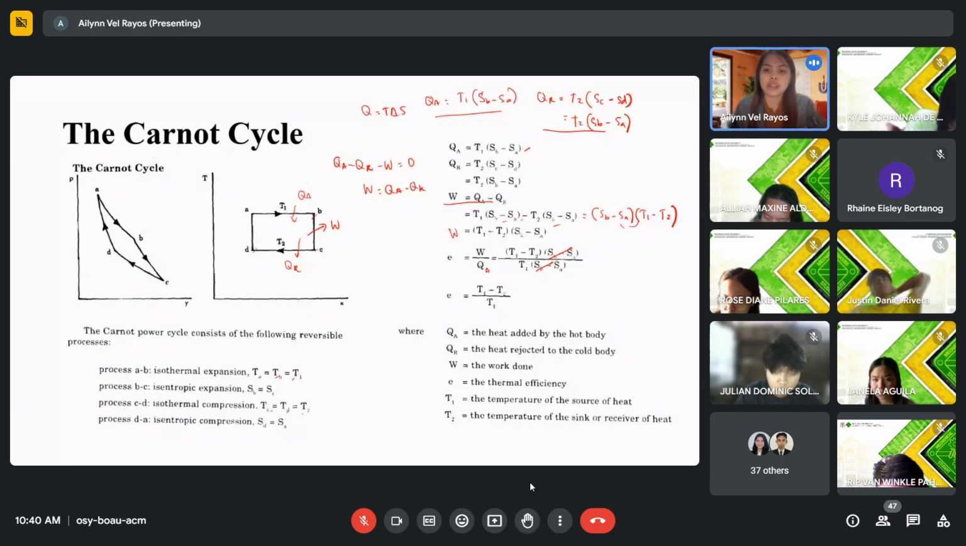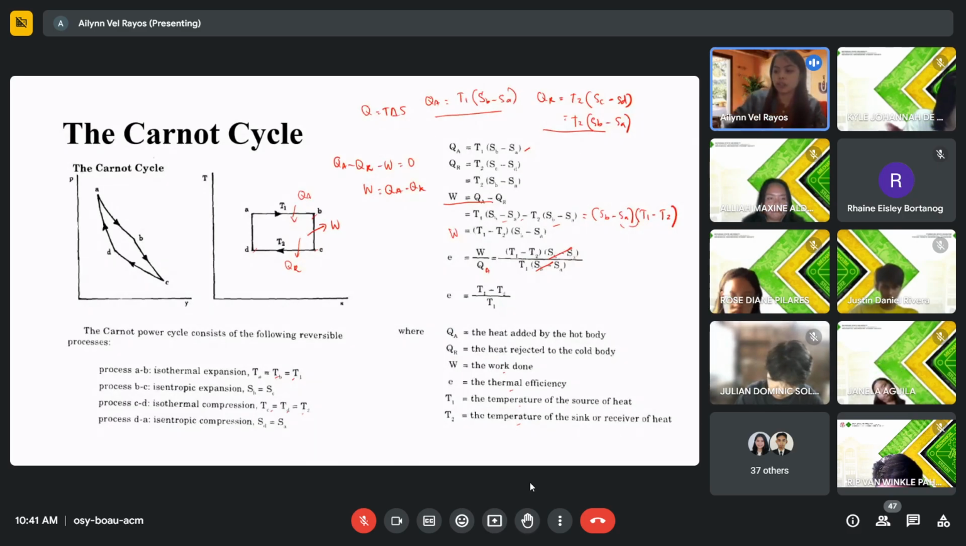So again, QA natin is heat added, QR heat rejected, work done, thermal efficiency. T sub 1 is the temperature of the source of heat, and then T sub 2 is the temperature of the sink or the receiver of heat. Okay, any question dito sa review ng ating Carnot cycle?